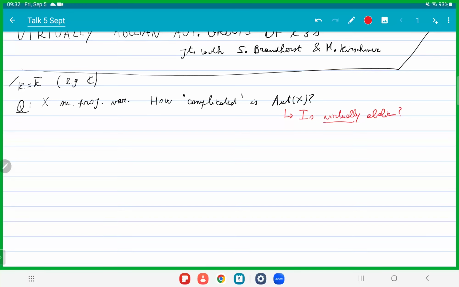And virtually simply means that this property, in this case abelian, holds for a finite index subgroup. So let me just write that a group G is virtually abelian if there exists a finite index subgroup H that is abelian.